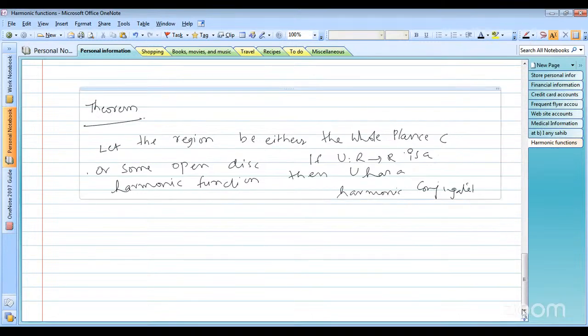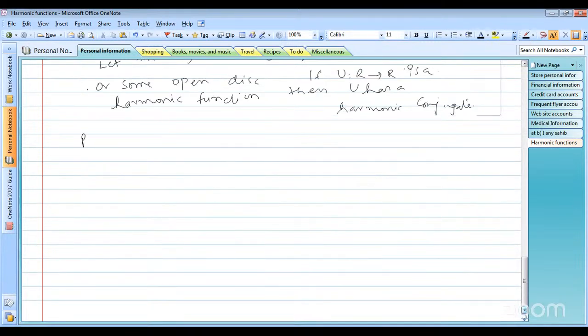Proof. In this proof, there is no loss of generality in the region we are taking. The region R is the open disk with origin as center and radius R greater than 0. It is true for every open disk, and for the whole plane. But our aim here is to find a harmonic function v(x, y) such that u(x, y) and v(x, y) satisfy the Cauchy-Riemann equations.